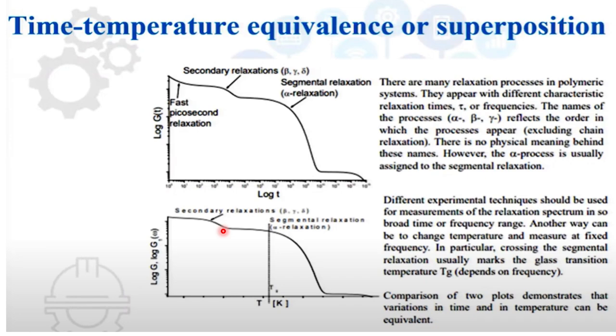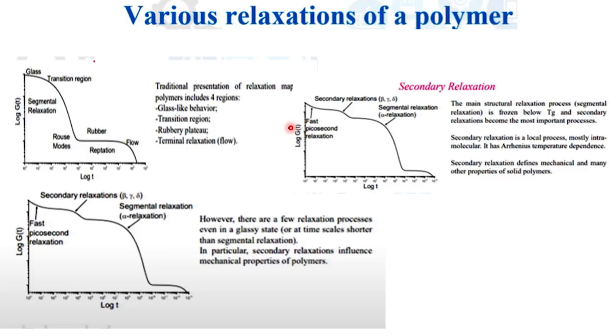The comparison of the two plots demonstrates the variation in time and temperature. So this is the time plot, this is the temperature plot. From both you can determine the different relaxation phenomena that happen inside a polymeric chain. So these are the various relaxations of a polymer. This is glass, then it is the rubbery or plateau region.